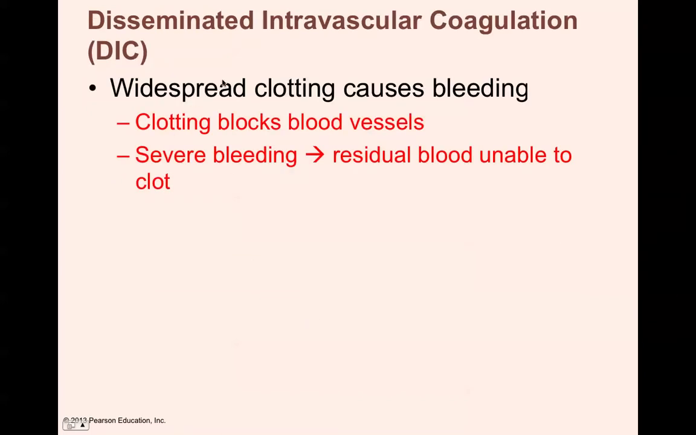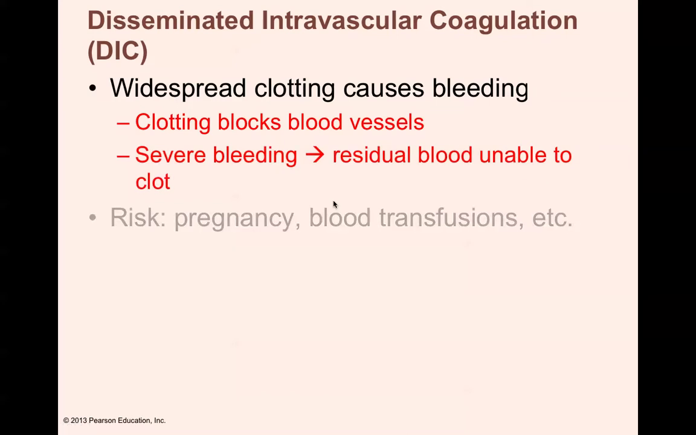DIC, widespread clotting, causes bleeding. The clotting will block the blood vessels, and then you have severe bleeding because the residual blood doesn't have any more of the clotting factor. So you've got both clotting and bleeding going on. This sometimes happens as one of the risk factors during pregnancy and definitely during blood transfusions.